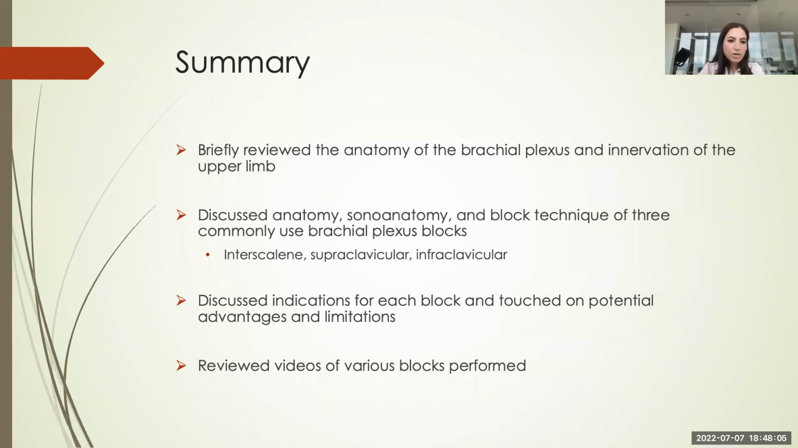So we briefly talked about the anatomy of the brachial plexus and the innervation of the upper limb, discussed the sonoanatomy and block technique of the interscalene, supraclavicular, and infraclavicular blocks, and some indications, advantages, and limitations along the way.